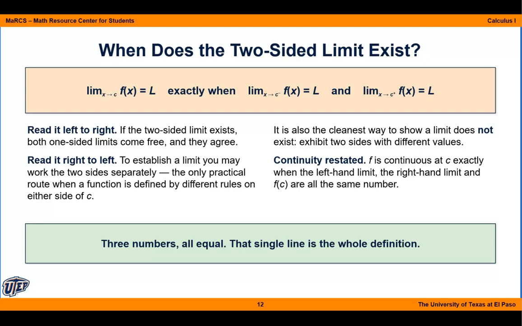This is particularly useful for piecewise functions. The same relationship gives us a clean way to show that a limit does not exist. Calculate the two one-sided limits and show that they are different. Continuity can now be restated with three equal quantities: the left-hand limit, the right-hand limit, and the function value at the point must all be the same number.